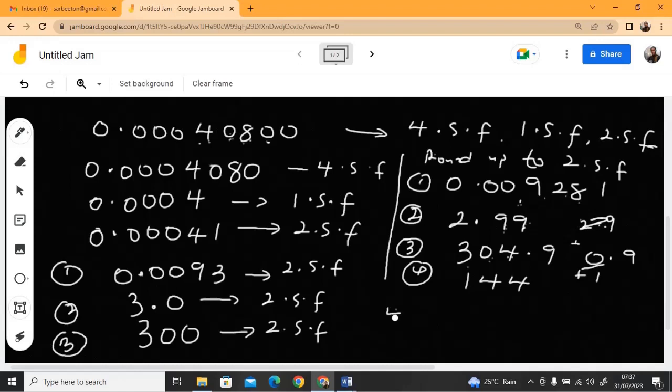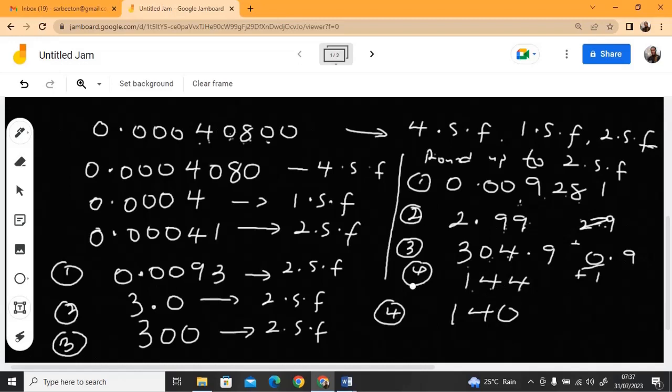Now the fourth one, 144 to 2 significant figures. 1, 2, you stop here, right? This one is up to what? It's not up to 5, that will be turned to 0. So what you have here is 140. You have to write the 0 because it does not have a decimal point.